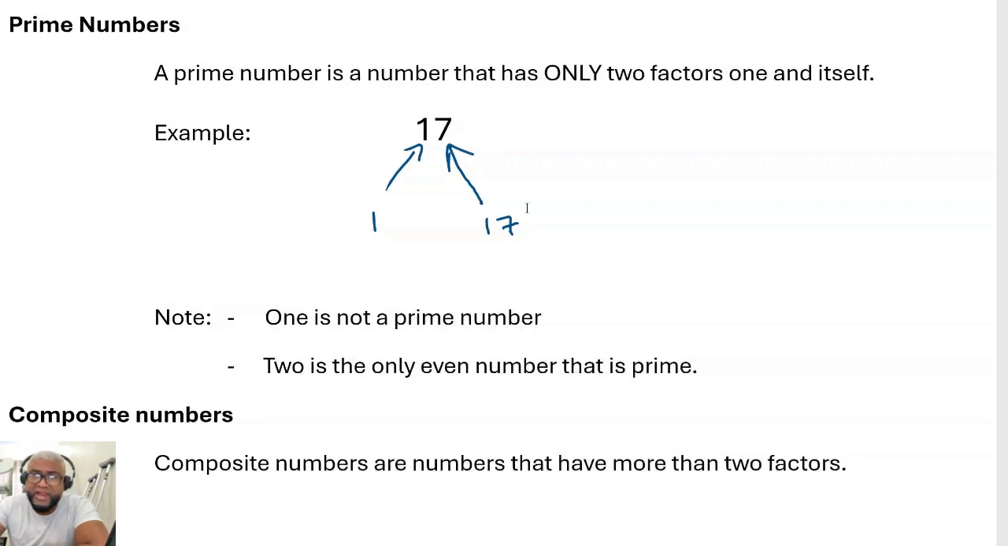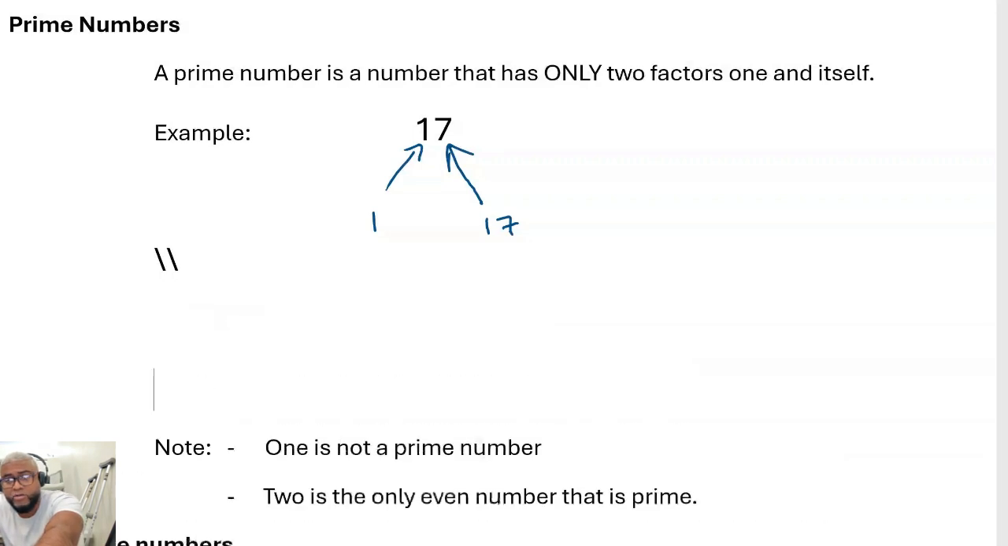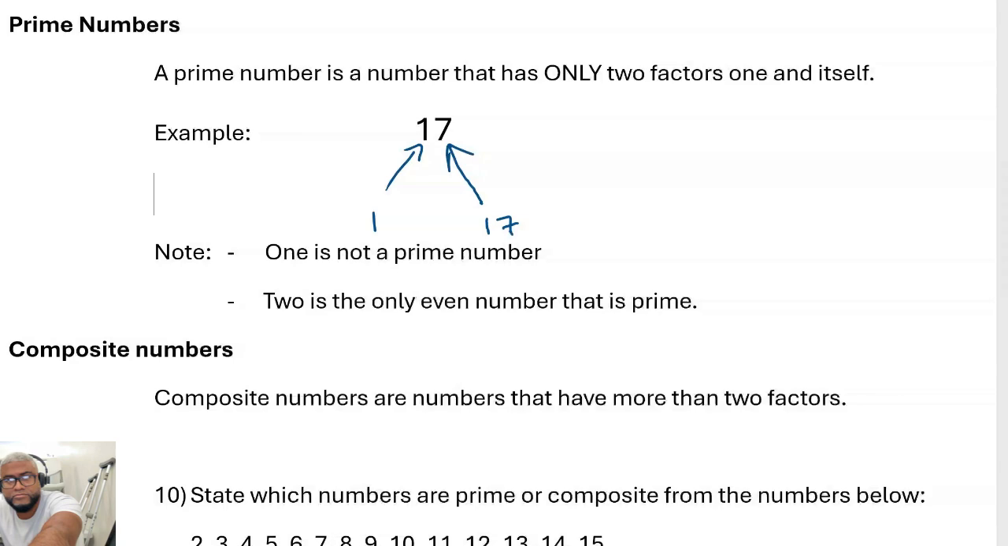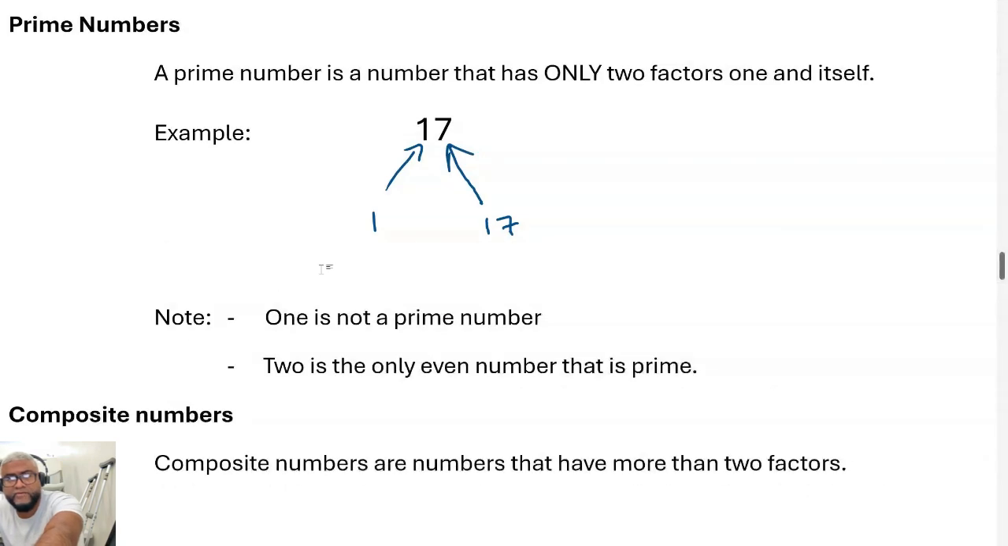Some things we have to note about prime numbers. 1 is not a prime number because the only factor of 1 is 1. It doesn't have 2 factors. It has 1 factor, which is 1. So 1 is not a prime number. 2 is the only even prime number there is. The factors of 2 would be 1 and 2. It's the only even prime number. It's the first prime number if you're listing prime numbers. Okay? So write this down quickly, please. Everything I want written down.